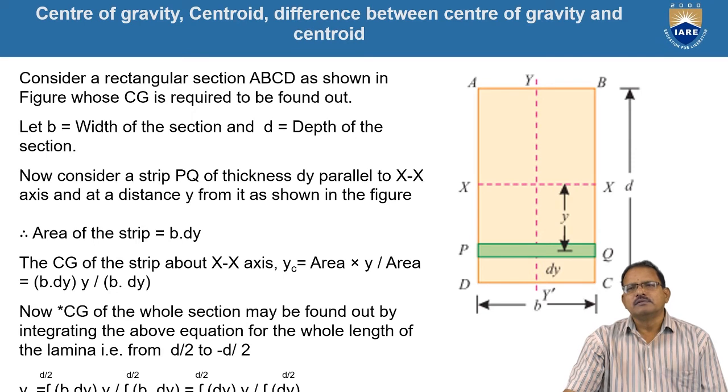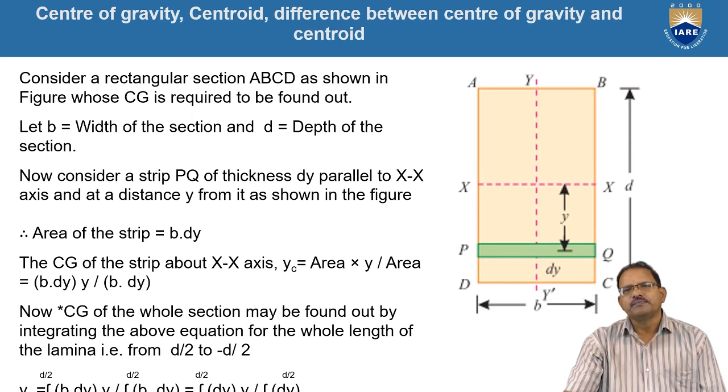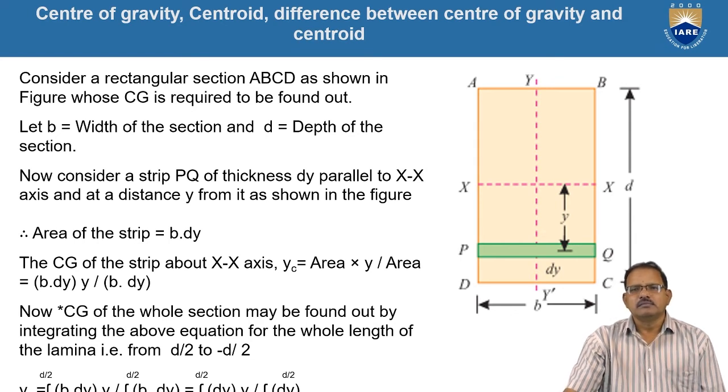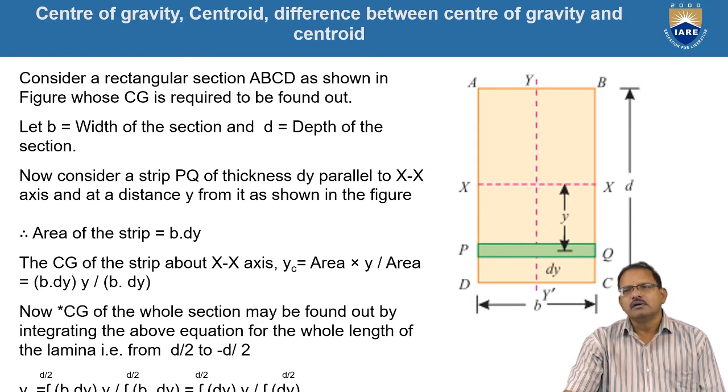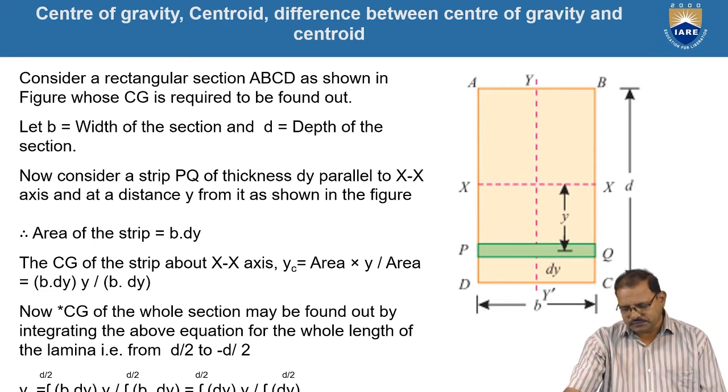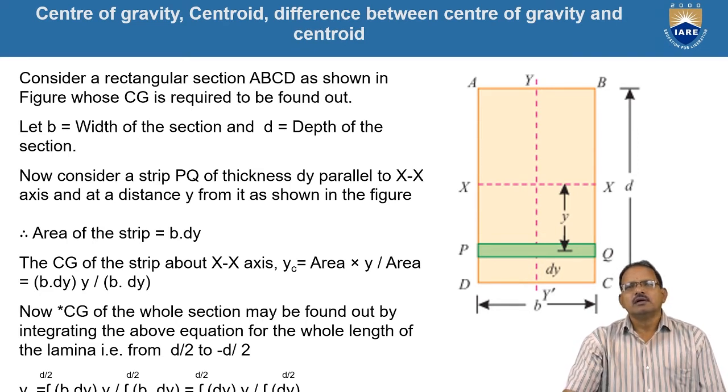Now the position of the centroid for the plane figure. Here we are considering a rectangle. It is a two-dimensional object, or an object having uniform thickness. Let ABCD represent a rectangle having breadth B and depth D.